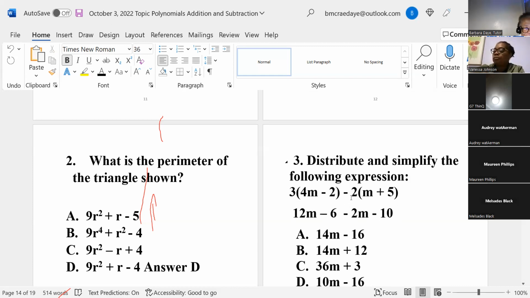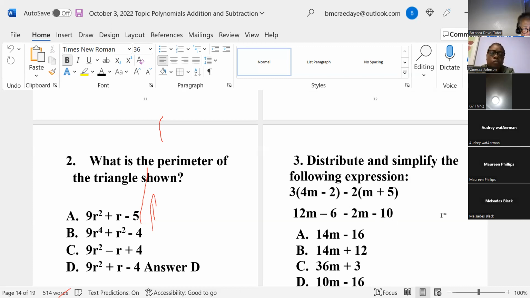Well, okay. But minus 2 times plus 5. Now you combine the like terms. 12m goes with the minus 2m, the minus 6 constant goes with the minus 10. What does that give you, Mercedes? So I have minus 16.